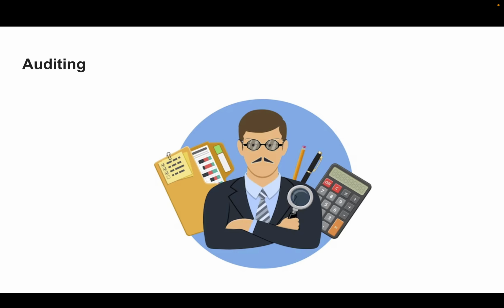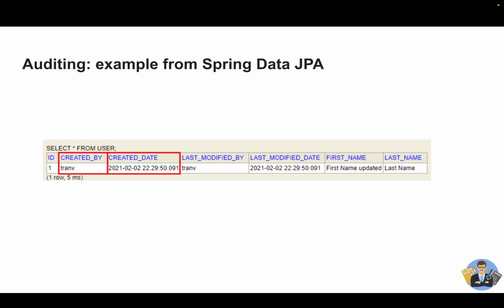The last key feature we want to discuss today is auditing. And this John looks like an auditor. He wants to know when the entity was created, who created the entity, and write it somewhere just in case. For example, Spring Data JPA may support auditing columns for our tables, containing information about the auditor that created the entity and when it was actually created, in the created by and created date columns.